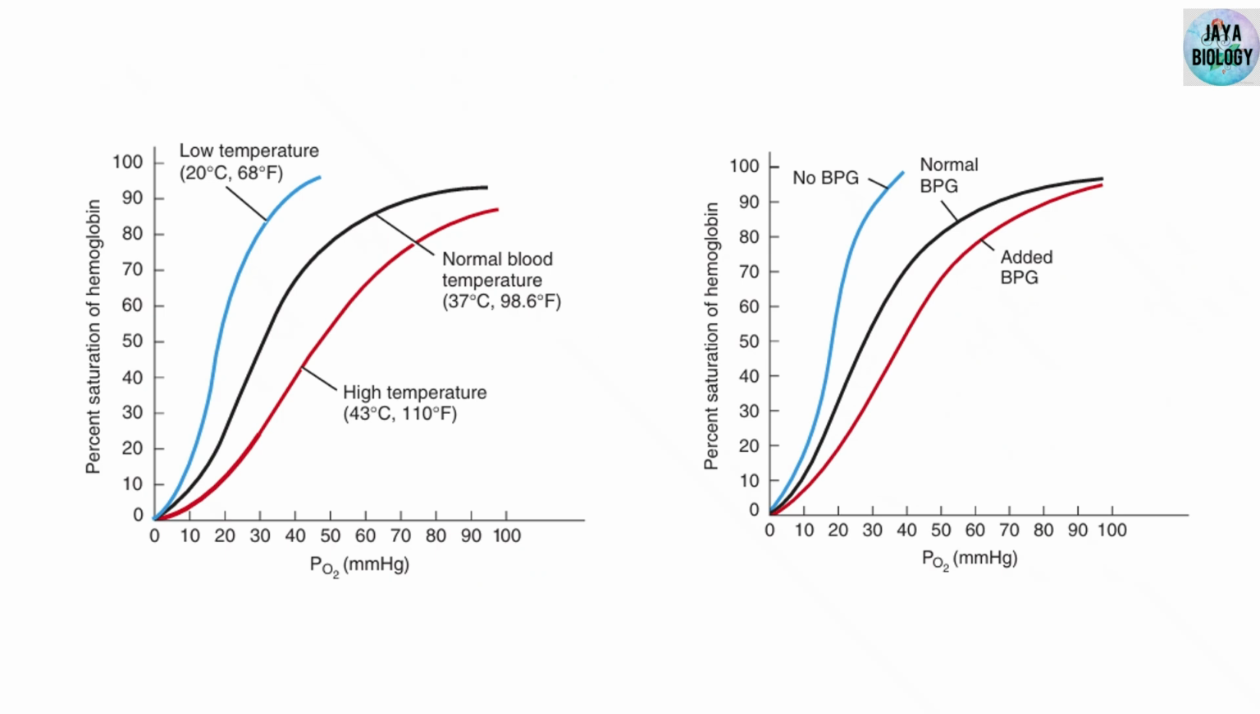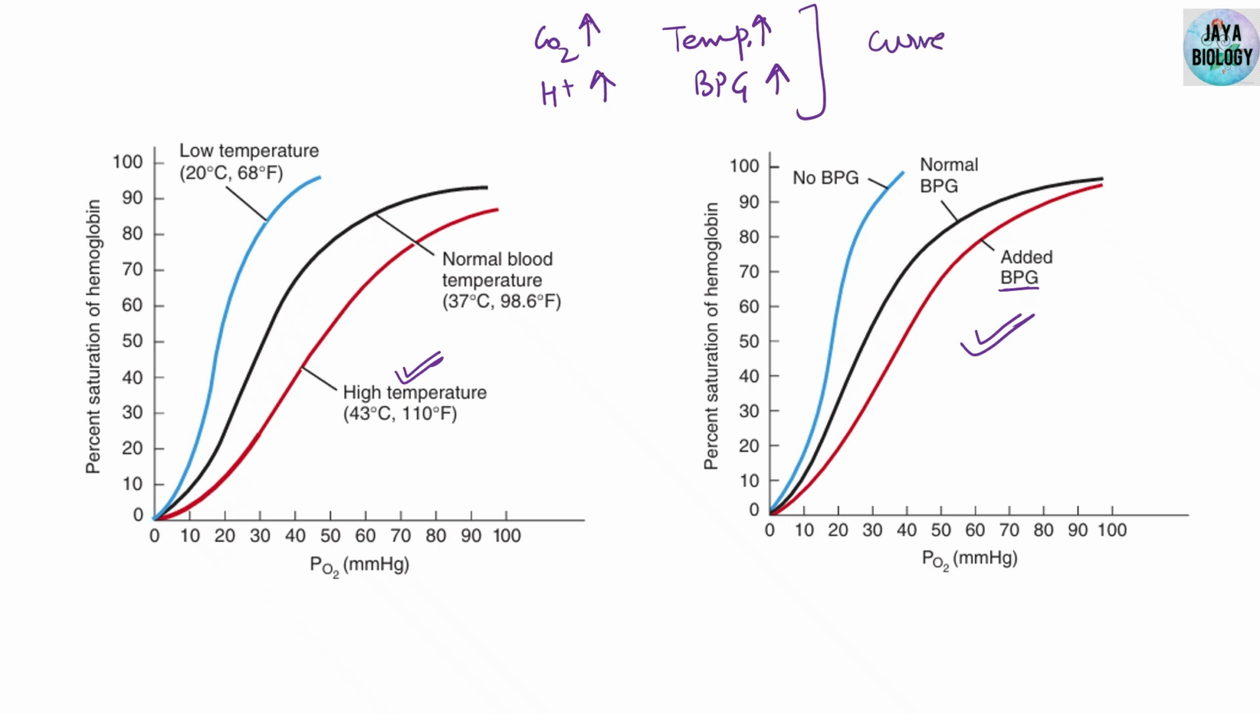Another important factor is temperature also. High temperature will make the curve shift to the right, and so will high BPG, that is biphosphoglyceric acid. If this concentration is also increasing, the curve is shifting to the right. So in short, we can say if carbon dioxide increases, if proton increases, if temperature increases, and BPG also increases, in all these conditions the curve will shift to the right.